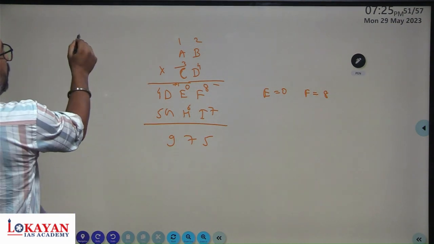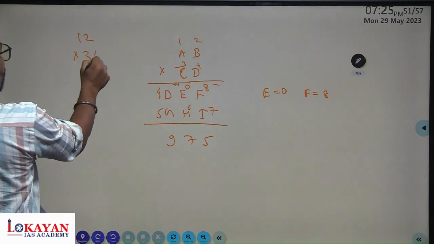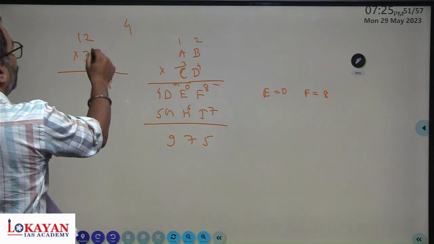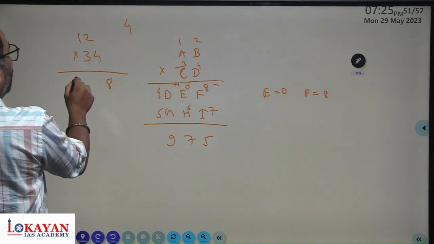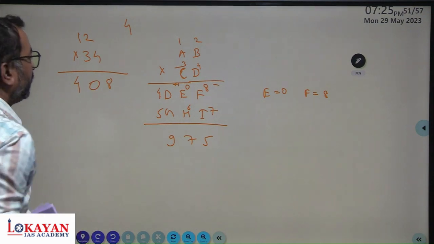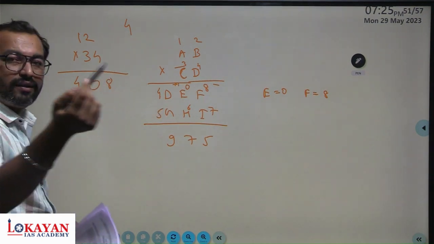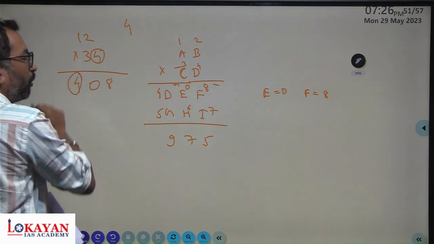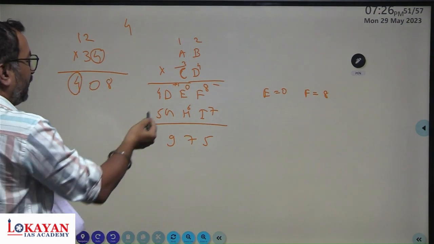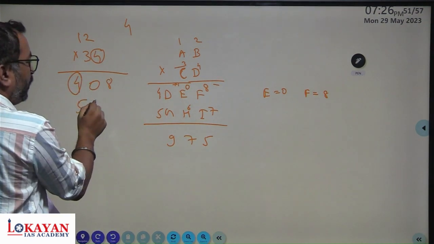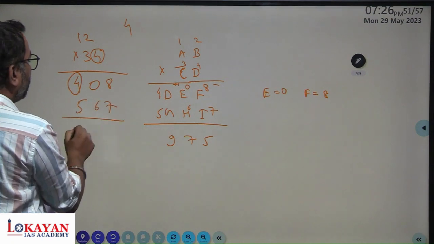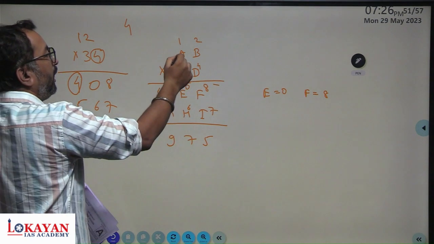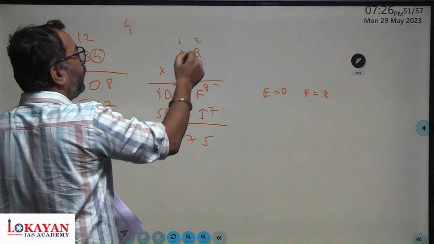Let's check. 12 into 34. What does it give us? 12 times 4 is 48. 12 times 3 is 36, plus 4, 40. 408. That means it fulfills the condition. When I take D as 4, here also it comes 4. And adding that 408 to 467, it gives me 975. So all the conditions are fulfilled here. So A, B and C become 1, 2 and 3.